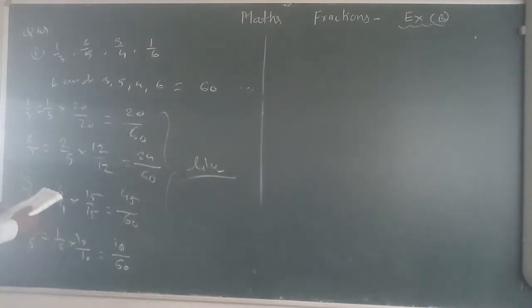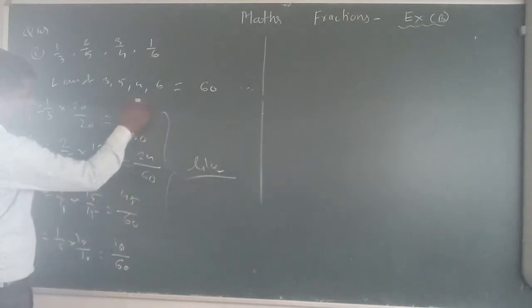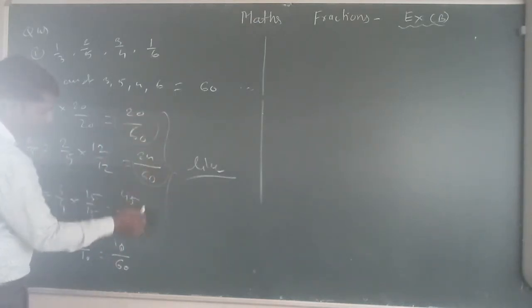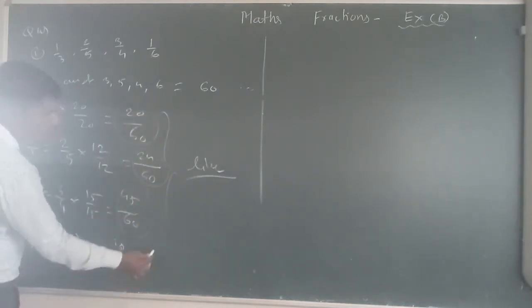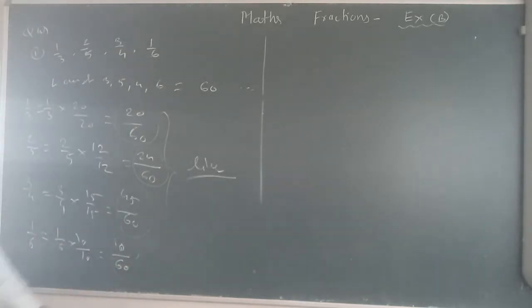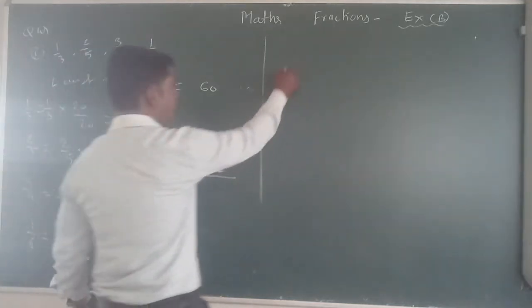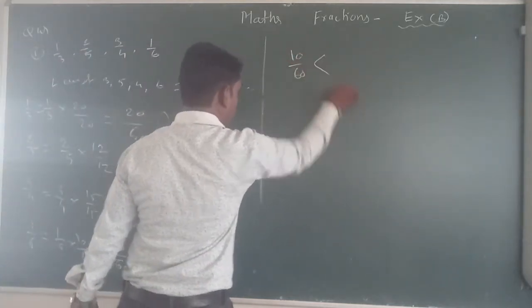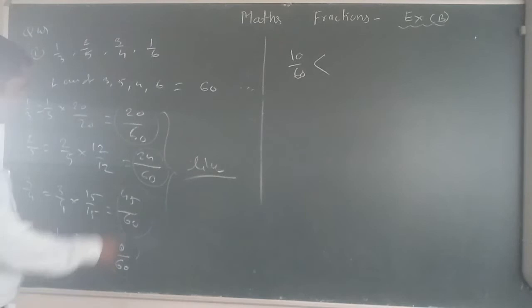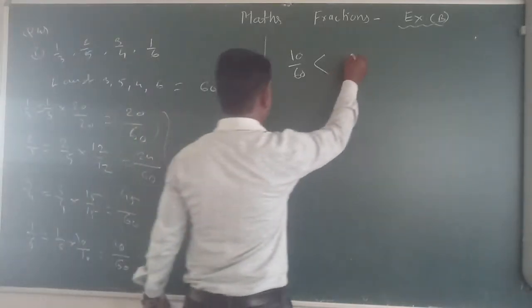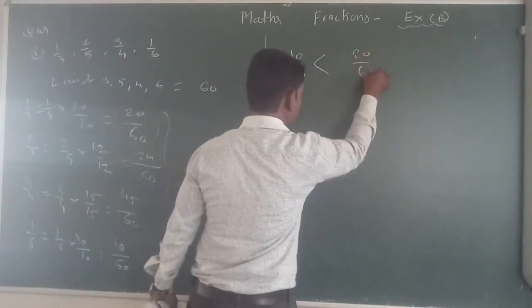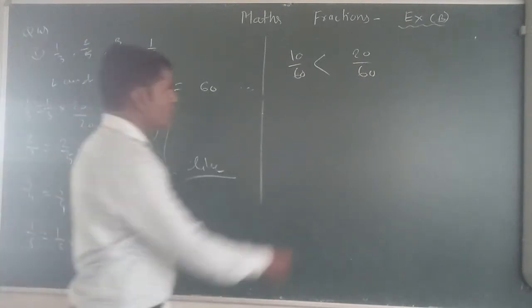So now we have to compare only the numerators. Observe them: which one is the smallest? Out of these, 10 is the smallest. So we can write 10 upon 60, then 20 upon 60. After that, 24 upon 60.